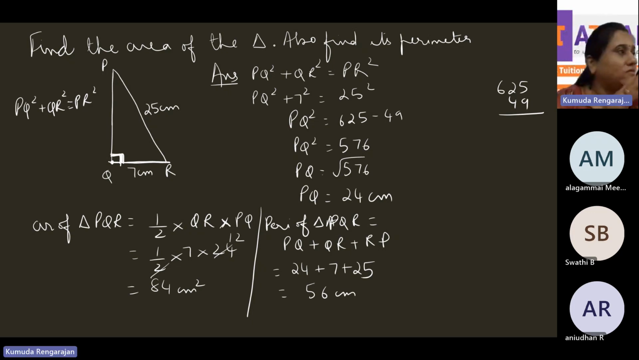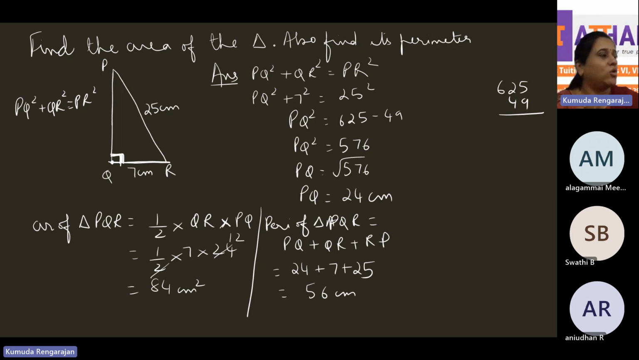On the other side, you will have the sum of the squares of the remaining two sides. Equal to sign. On one side, you must write the square of the hypotenuse. On the other side, you must write the sum of the squares of the other two sides.